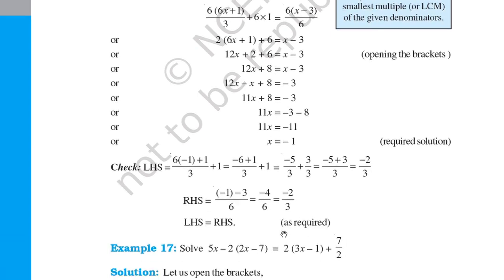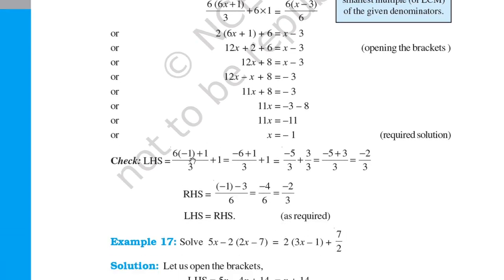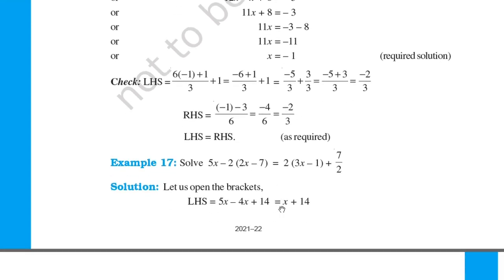So we are just checking the solution by putting -1 in the equation. So (6 into -1 + 1)/3 + 1 is equal to (-6 + 1)/3 + 1. When we solve this, the denominator is 3, so we will simply add the numerators. When we add, it will become -2/3. So RHS is also, when you put -1 in the RHS, (-1 - 3)/6 = -4/6 = -2/3. So the LHS and the RHS are equal. So the answer is correct. My x = -1 is correct.